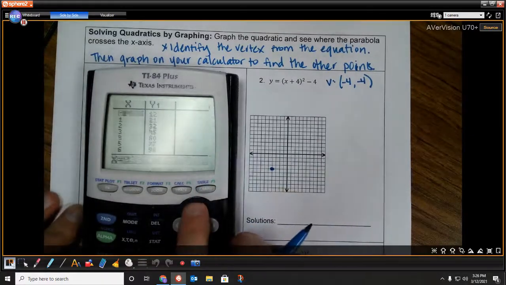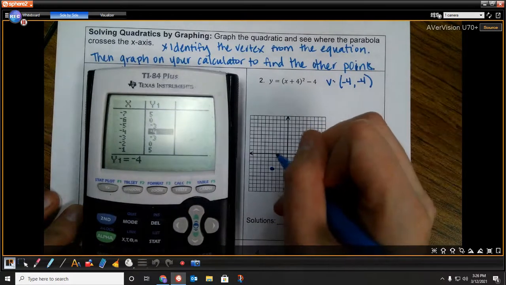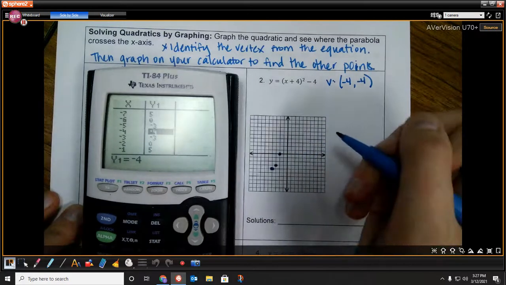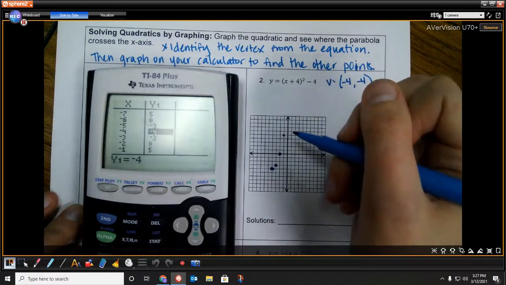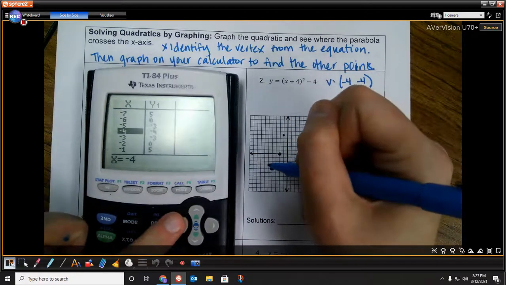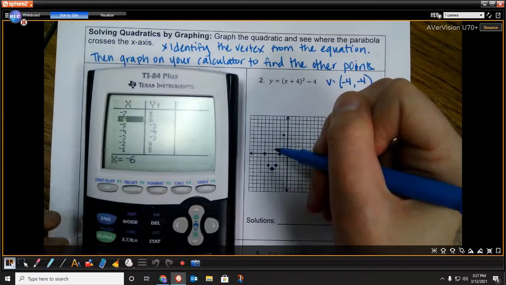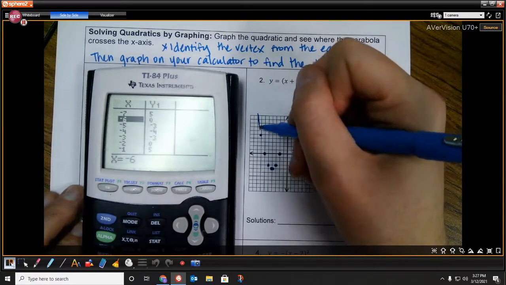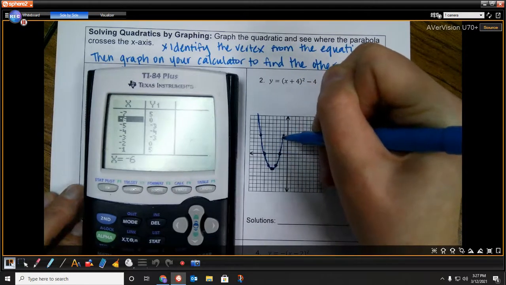I'm going to go to my table. I'm going to find -4, -4, then -3, -3, -2, 0. I think that's what we want. -1, 5. Okay, I'm going to go the other direction. -5, -3. Yay! -6, 0. -7, 5. All right, so this one looks better than my last one. I'm going to go ahead and draw my little parabola here.